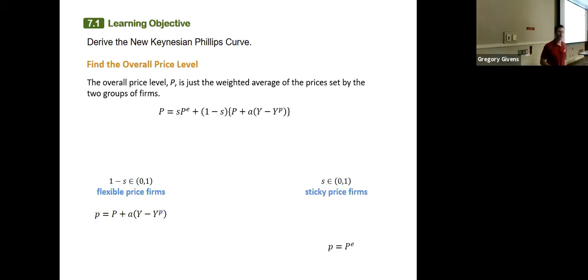Okay? I can solve this equation for the overall price level then. It's just a simple little bit of algebra. Bring this 1 minus S times P to the left-hand side, and you get SP is equal to S times the expected price plus 1 minus S times A times the output gap. I can then divide both sides of the equation by S, and what do we get? In equilibrium, the aggregate or overall price level is going to be equal to the expected price level plus 1 minus S times A divided by S times the output gap.